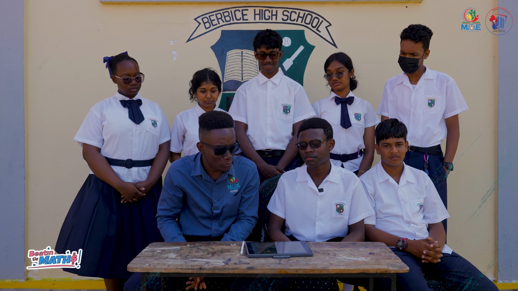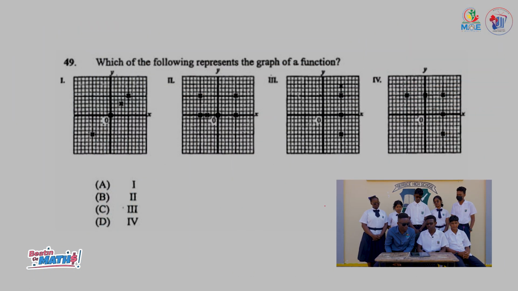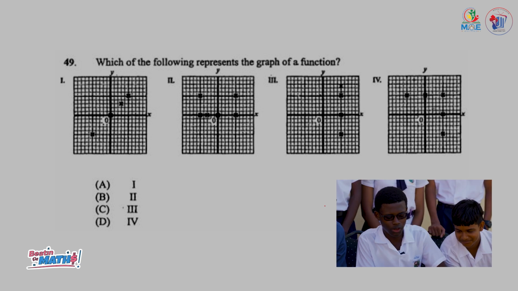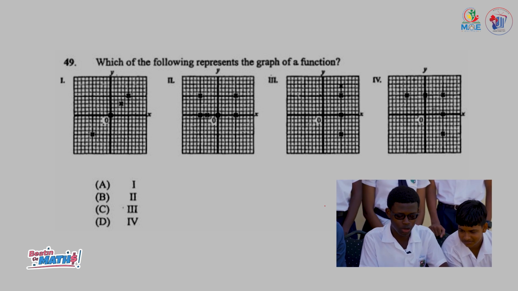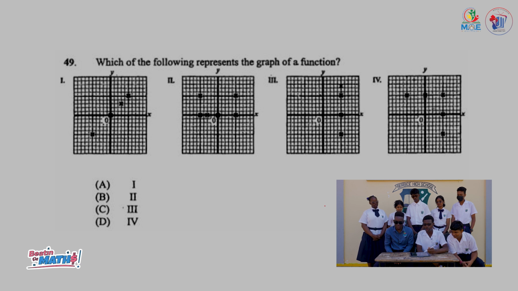So the question says, which of the following represents the graph of a function? And you have 4 options there. The floor is yours, Julius. So when we look at these 4 options here, one of them has a vertical line passing through only one point on the graph. The answer will be A. When we do the vertical line test, if the line passes through more than one point on the graph, it isn't a graph of a function. But if it passes through one point, it's a graph of a function. So the answer is A.